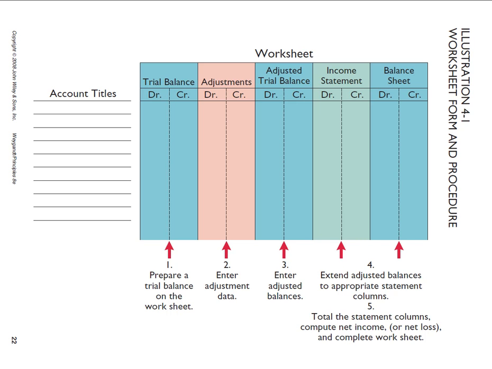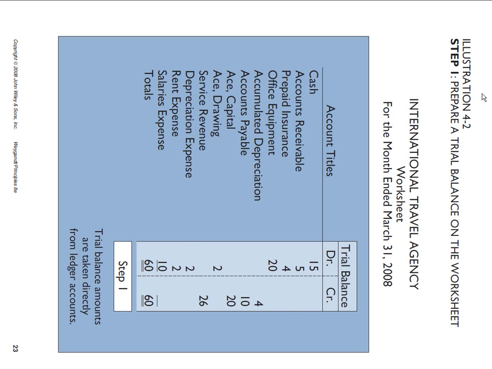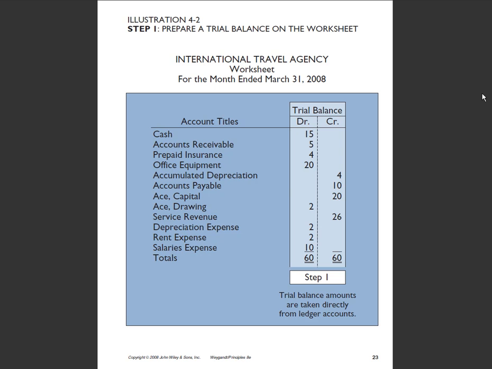Right here is an example of a worksheet we're going to see in Chapter 4, which starts with the trial balance, adjustments for the adjusted entries, adjusted trial balance, which is basically the trial balance plus any adjustments. And from the adjusted trial balance, we can make the income statement and the balance sheet. Just get to the next slide.